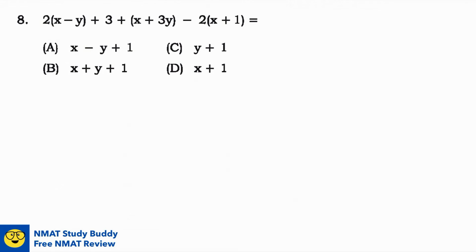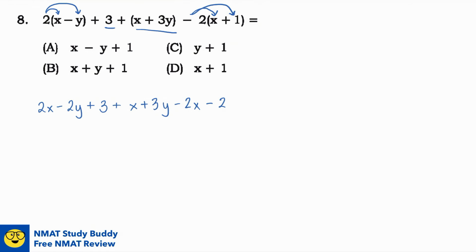Ito siya. Number 8. So, dapat dito alam natin mag-multiply and mag-distribute ng numbers. So, ito, 2 times x times 2 times negative y. So, 2x minus 2y plus yung 3 plus itong x plus 3y, and then yung negative 2 times x equal yan sa negative 2x. Negative 2 times 1 equal yan sa negative 2. So, ito na yung sagot natin.